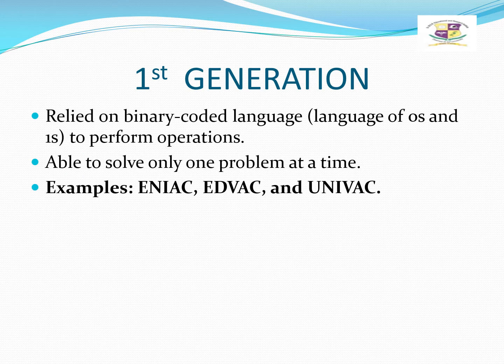First generation of computer. The first generation relied on binary code language, that is zeros and ones, to perform the operation. It is able to solve only one problem at a time. The examples are ENIAC, EDVAC, UNIVAC. These are all the examples of the first generation computer.